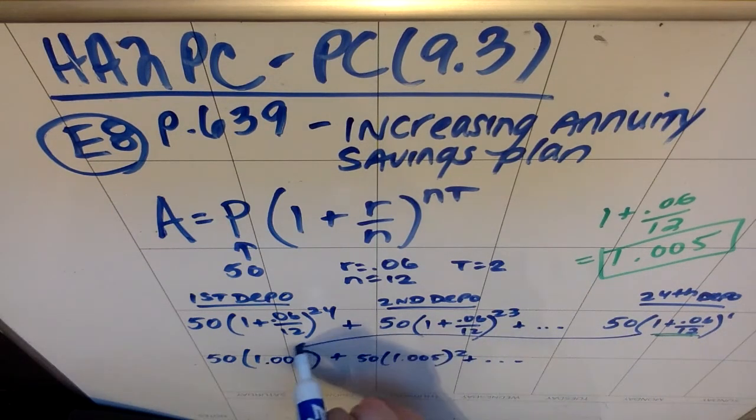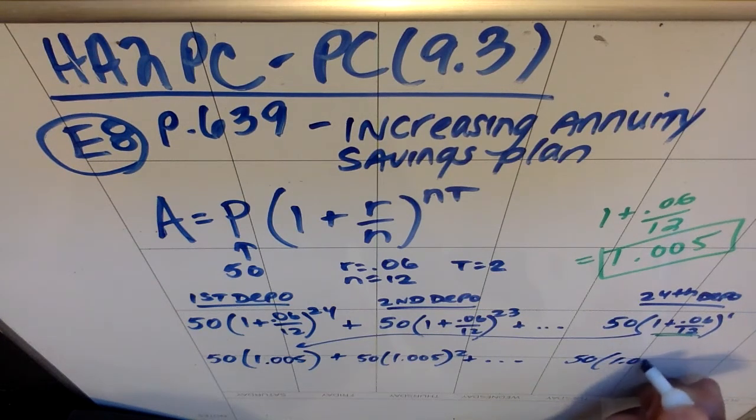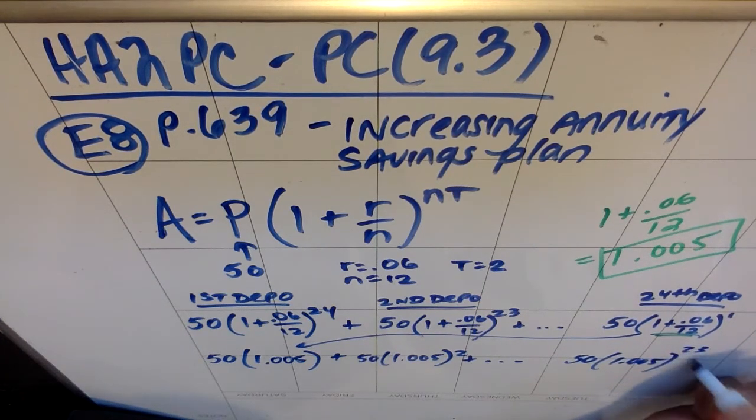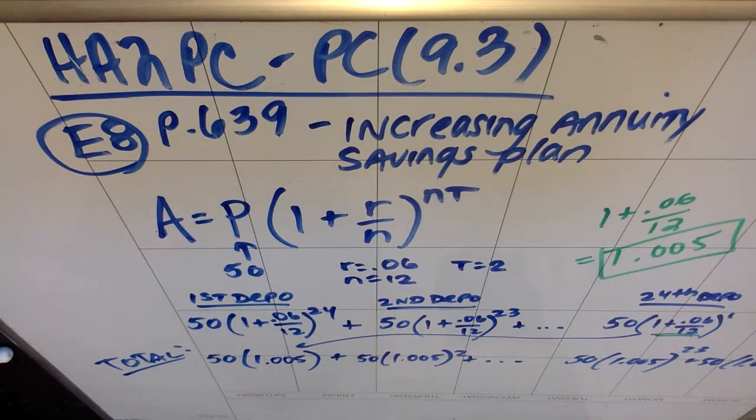I'm just going to reverse the order, and at the end, I would end up with 50 times 1.005 to the 23rd, and then 50 times 1.005 to the 24th. That's the sum. So this is the total amount of money that we made in those 2 years. Well, the trick is that this is a geometric sequence, and it's a series because of the addition. So these sequences of values are geometric.